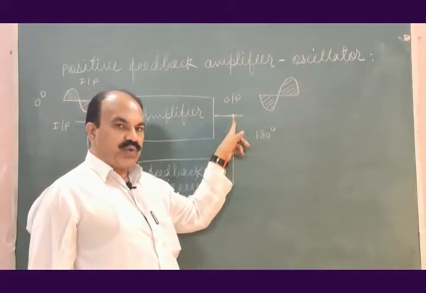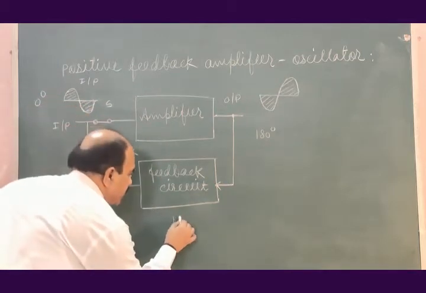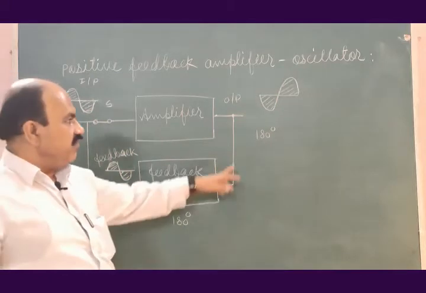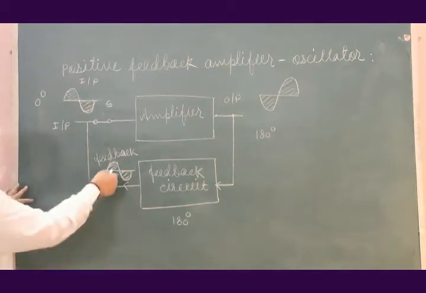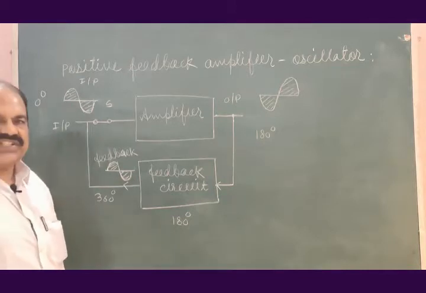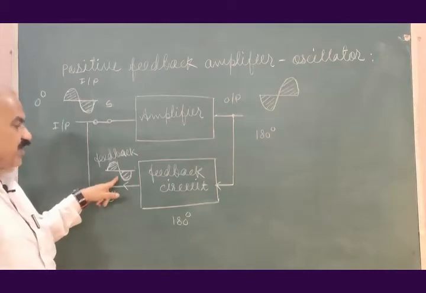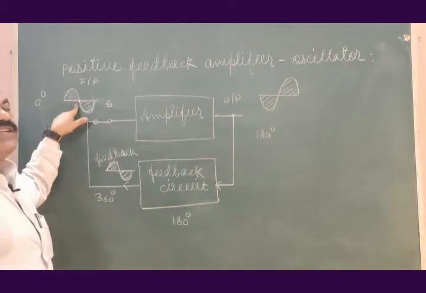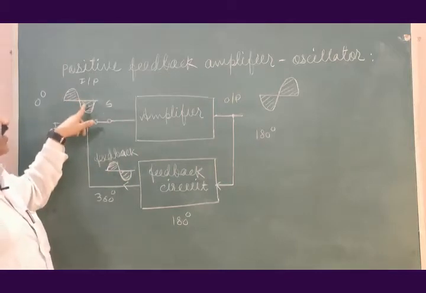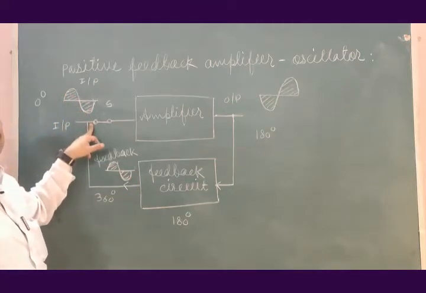Some portion of this output voltage is taken by this feedback circuit. It introduces a phase shift of 180 degrees. 180 plus 180, this will become 360 degrees. 0 degrees and 360 degrees are same. So this feedback voltage will be in phase with the input. When this is positive, this will be positive. When this is negative, this will be negative. Addition of these two will take place here.